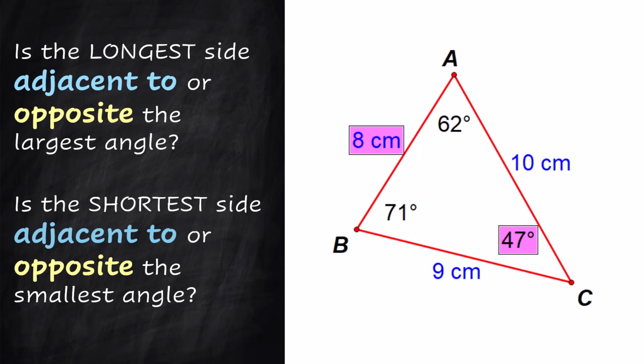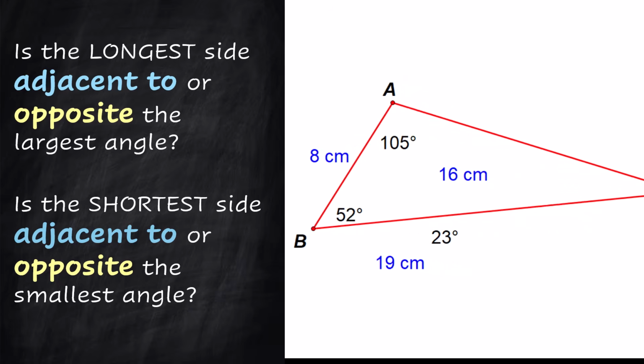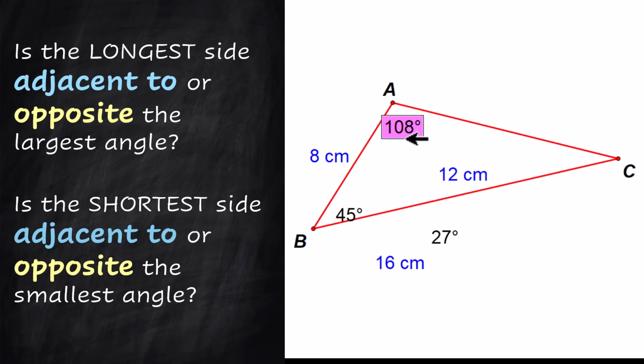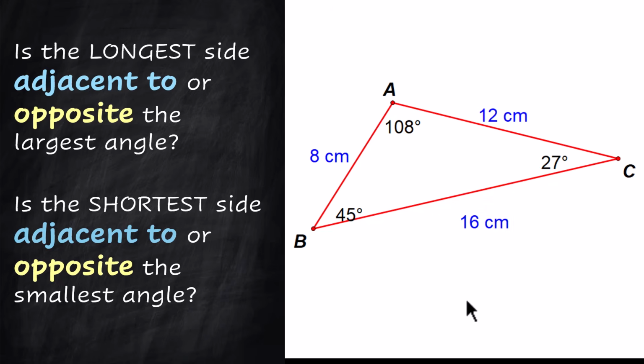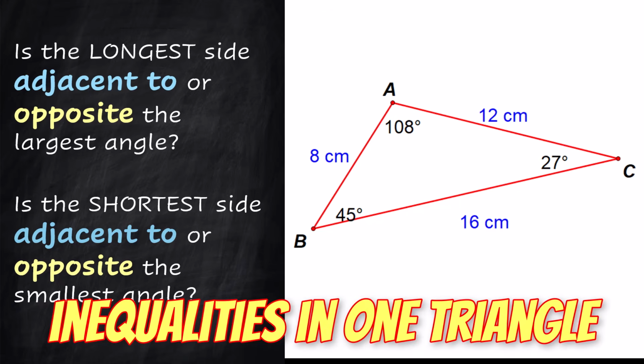Opposite. So what if there's something special about the triangle that I just made? Let me do something to it. Let's make it bigger. Change some stuff around here and check it again. Is the longest side adjacent to or opposite? Here's the longest side. Here's the biggest angle. Opposite. The smallest angle is across from the smallest side. So that's inequalities in one triangle.